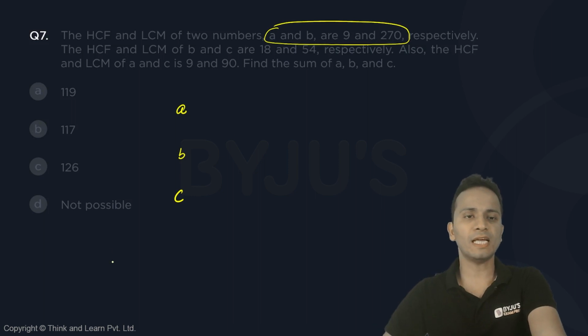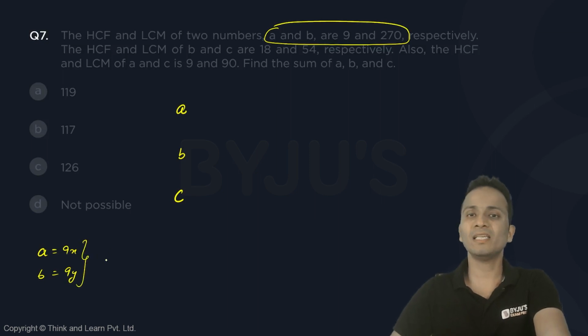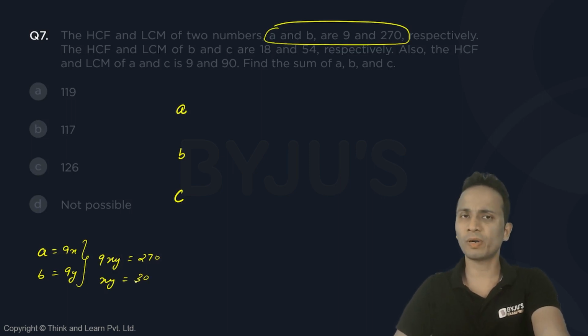Their HCF is 9. So I'll assume A as 9x and B as 9y. Since their LCM is 270, so I can say 9xy is equal to 270. So x into y is 30. So x and y should be two co-prime numbers.